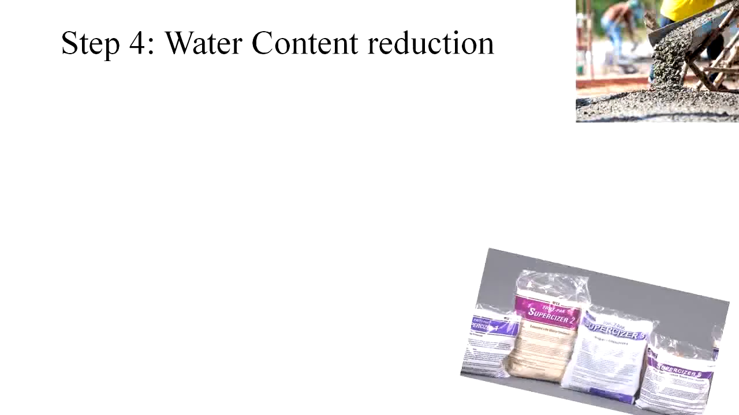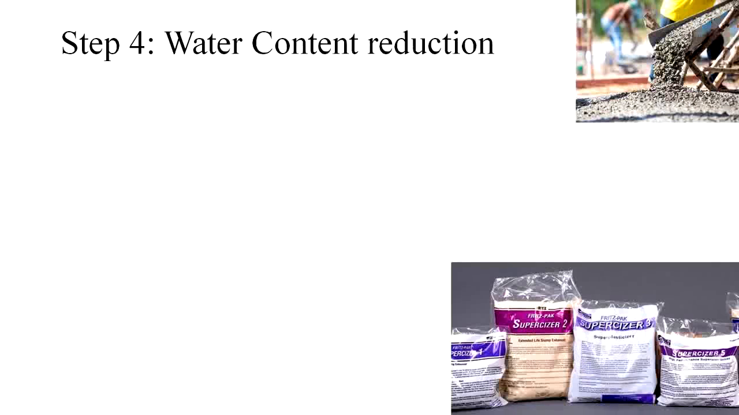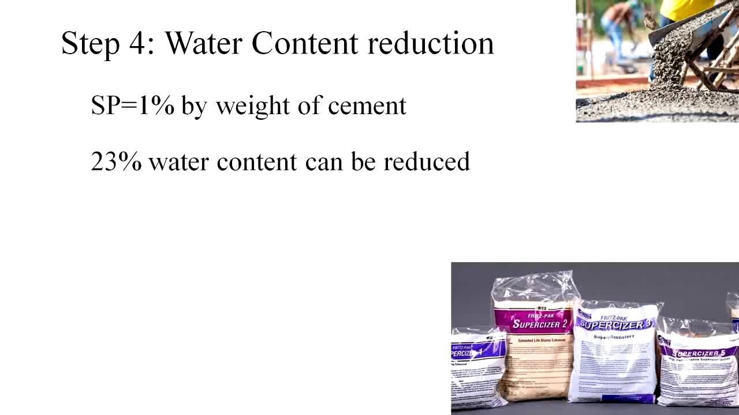This water content value can then be reduced with the help of superplasticizers. As per the codal provisions, if you are using superplasticizer, 1% by the weight of cement can be used. If you are using this 1%, then the reduction in water content is about 23%. For example, if you are using 100 grams of cement, 1 gram of superplasticizer can be used.